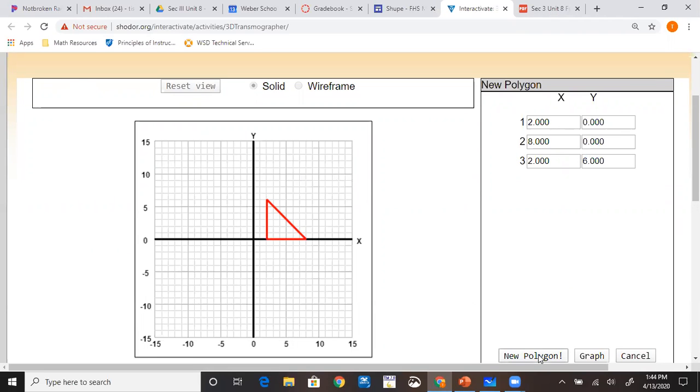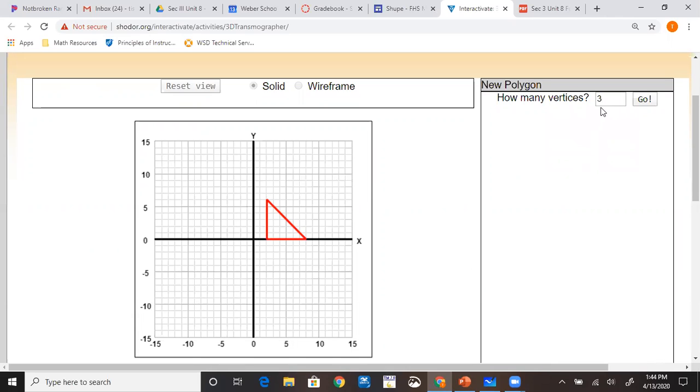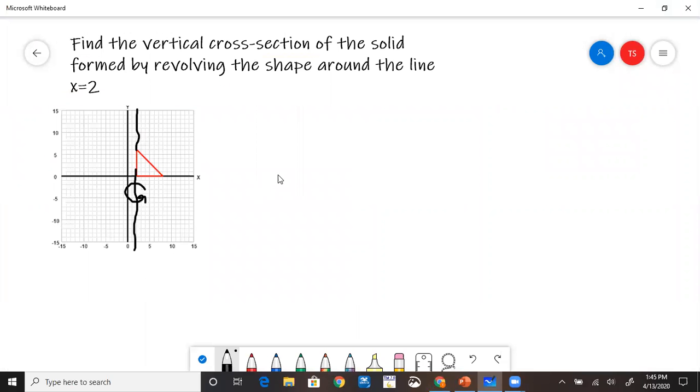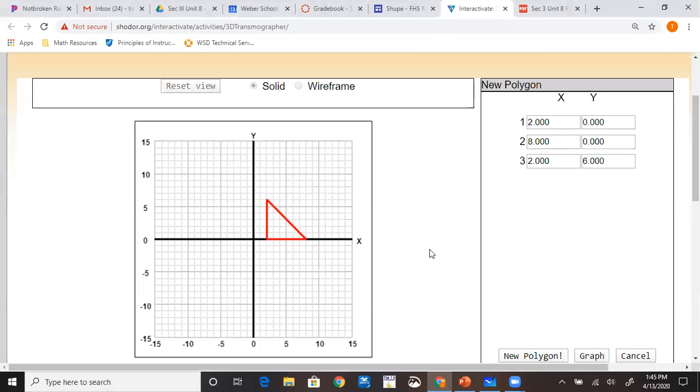So here I can put in a new polygon. I can click new polygon down here. We want 3 vertices because it's a triangle. I'm going to put in those coordinates for the corners. So one of them was x is 2, y is 0. One of them, x was 8, y is 0. And the third one, x was 2, y was 6. And then I'm going to hit graph, and it's going to give me that triangle that we had back here in red. But now I can do some stuff with that.